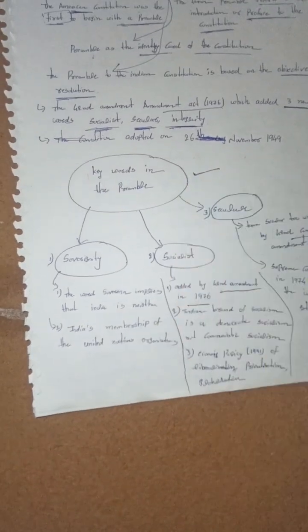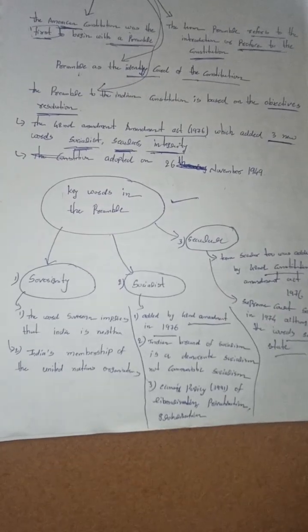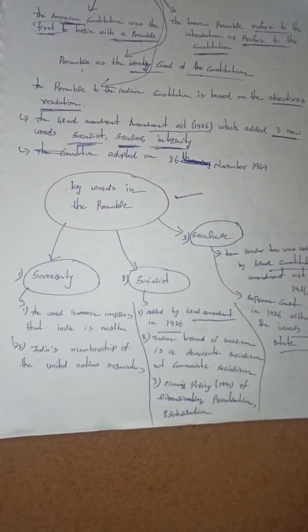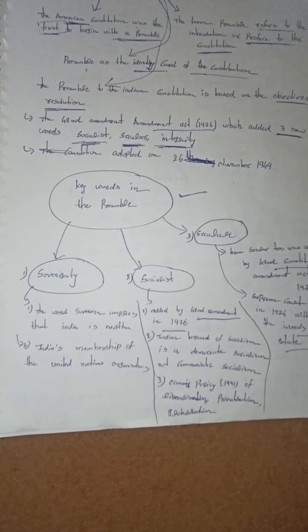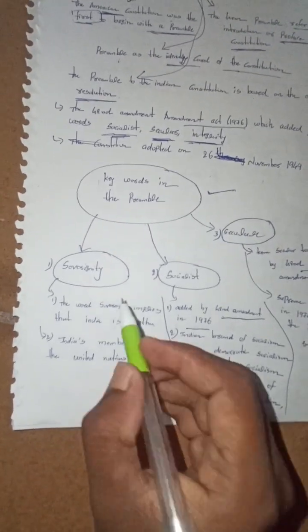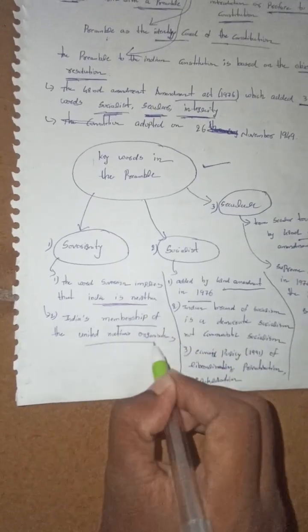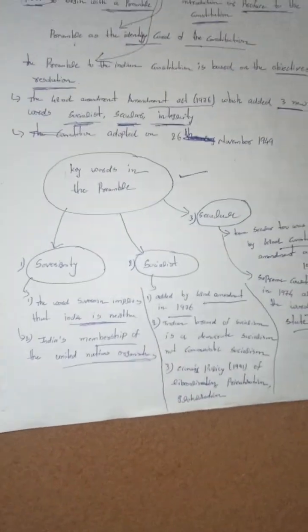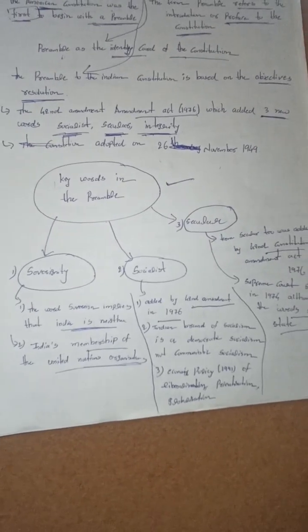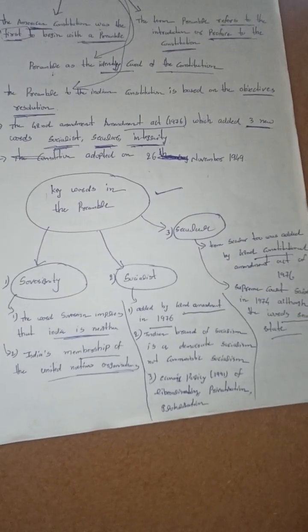What is sovereignty? Sovereignty implies that India is neither dependent on nor dominated by any other nation. It is not affected by India's membership of the United Nations Organization.